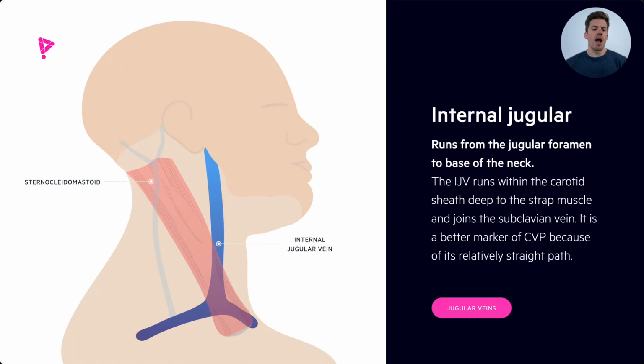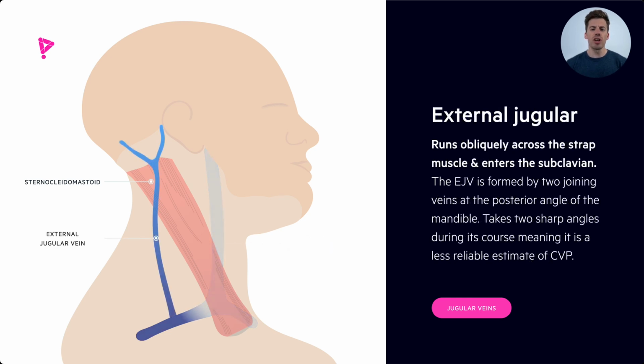Here we see a diagram of the veins in the neck, the internal jugular vein and the external jugular vein, and their relationship to the sternocleidomastoid. The internal jugular vein runs from the jugular foramen to the base of the neck. It runs within the carotid sheath, deep to the strap muscle known as sternocleidomastoid, and it joins the subclavian vein to form the brachiocephalic before becoming the superior vena cava and entering the right atrium of the heart. So it's a much better marker of central venous pressure because it has a relatively straight path, and this is the vein we're looking for in the neck when we're assessing on our clinical examination.